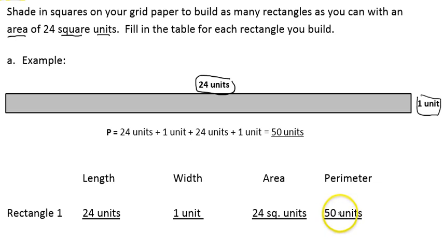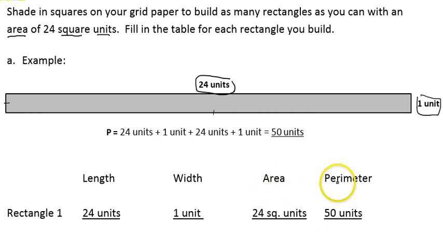Now let's see how we got the perimeter. The perimeter is the distance around the entire shape. One length and one width would be 25 units. But we also have to add the other two sides. So the bottom and the other side would be another 25 units. That gives me a total of 50 units for the perimeter.